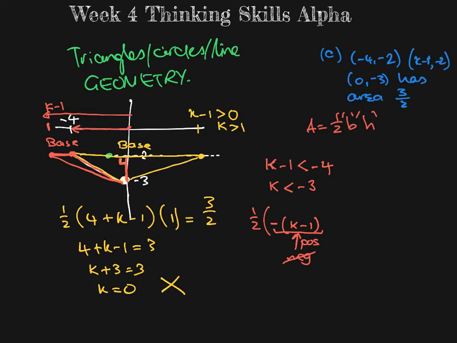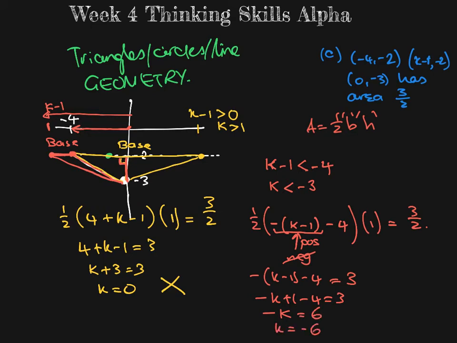And then I'm going to take 4 off that, because that's the distance from the origin to the other point, and that's going to give me the base. The height is 1, and we know the area is 3/2. Let's see what we get now. So doubling both sides, minus (k minus 1) minus 4 is equal to 3. So minus k plus 1 minus 4 is equal to 3. Minus k, what's that? Minus 3 on the other side, plus 3 is 6. k is minus 6. Does that make sense?